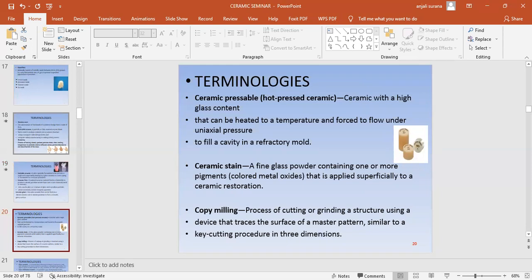Then comes ceramic stain. A fine glass powder containing one or more pigments, that's colored metal oxides, that is applied superficially to a ceramic restoration to give different color appearance. So that is ceramic stain. Then comes copy milling. Process of cutting or grinding a structure using a device that traces the surface of a master pattern, similar to a key cutting procedure in 3 dimensions.